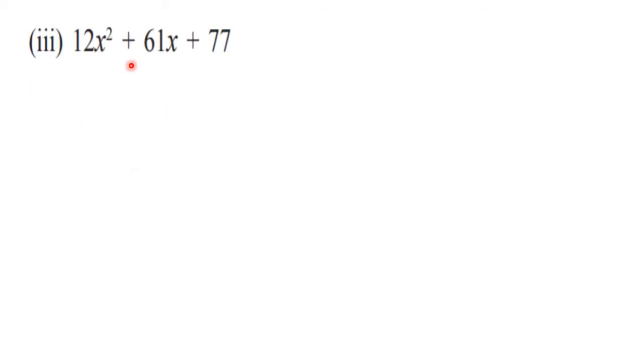The third one I am solving now. The second one you solve as homework. See, the sums are very similar, so you can solve them as homework. Now see here, 12x square plus 61x plus 77. If you compare this with ax square plus bx plus c, you will find that a is 12, b is 61 and c is 77.